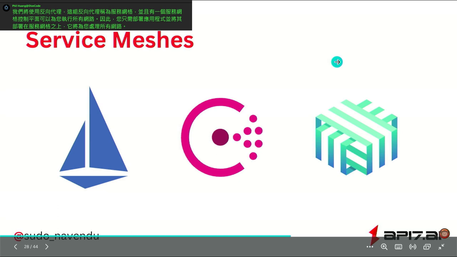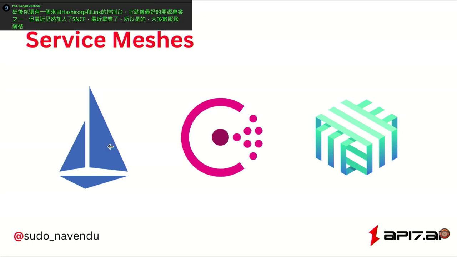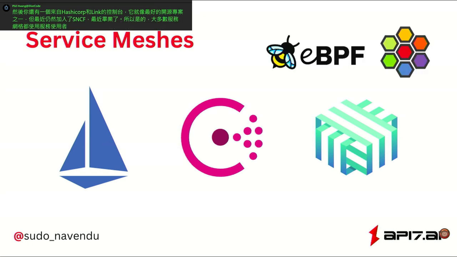There are a lot of popular service meshes. Istio is the most popular service mesh out there. Then you also have Consul from HashiCorp and Linkerd, which is one of the best open source projects. But Istio recently joined the CNCF, and it recently graduated. So most of the service mesh users out there use Istio.